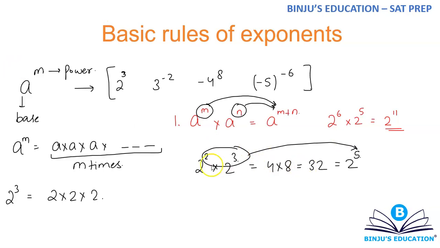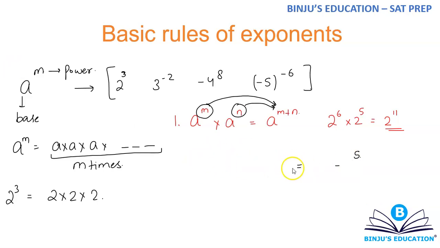Second property which we need to know for this exponent part is, if you write a to the power m divided by a to the power n, this is equal to a to the power m minus n. Same way you can do 2 cube divided by 2 square. 2 cube is 8, 2 square is 4. What is 8 divided by 4? That's 2, right? So 2 cube divided by 2 square, that is 2 to the power 3 minus 2. That is 2 to the power 1.